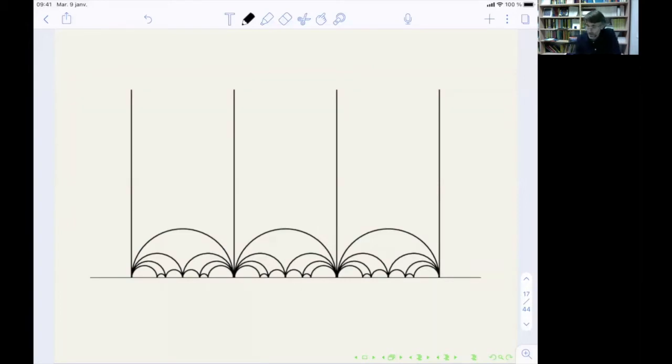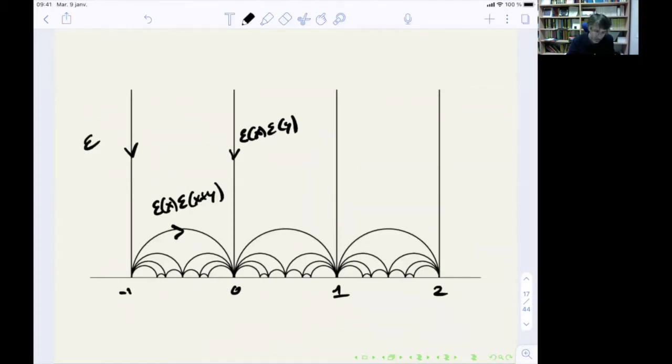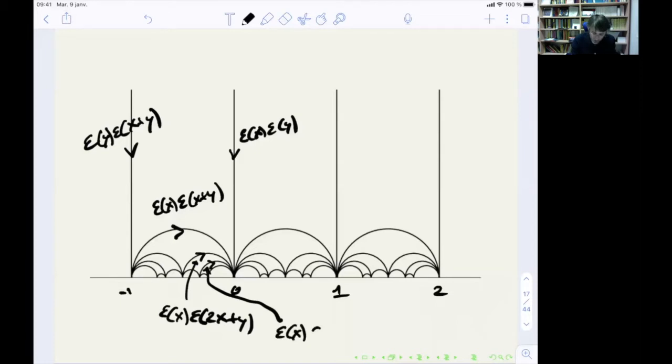So let me write this again. If I put, let's say, minus one, zero, one, two, then what we are doing here is to assign a product of two cotangent functions. Here you take the function epsilon x epsilon y, as we have just seen. Here it's epsilon x times epsilon x plus y. Here epsilon y epsilon x plus y, and so on. Here, for example, you have epsilon x times epsilon 2x plus y, and I can continue like that. This one, for example, will be the last, is just epsilon x times epsilon 3x plus y.